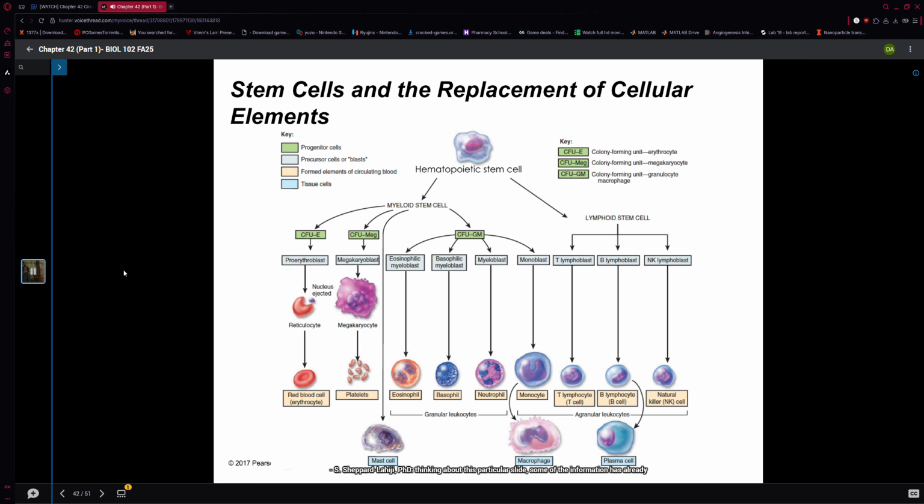So in thinking about this particular slide, some of the information has already been mentioned in the discussion of the immune system, as well as the stem cell content. But in thinking about this, we are just providing a general overview of hematopoietic stem cells and connecting the necessity of these stem cell types to the production of the components that we find within blood.